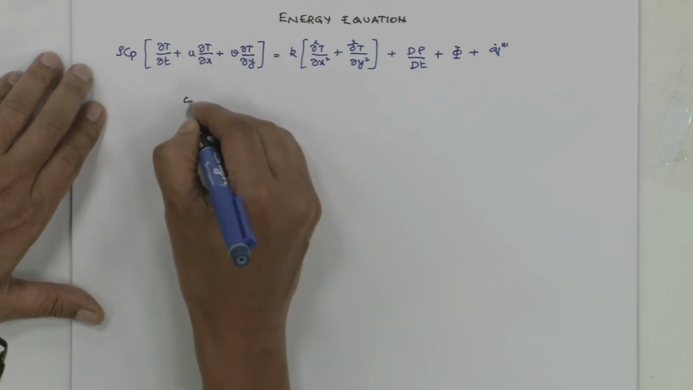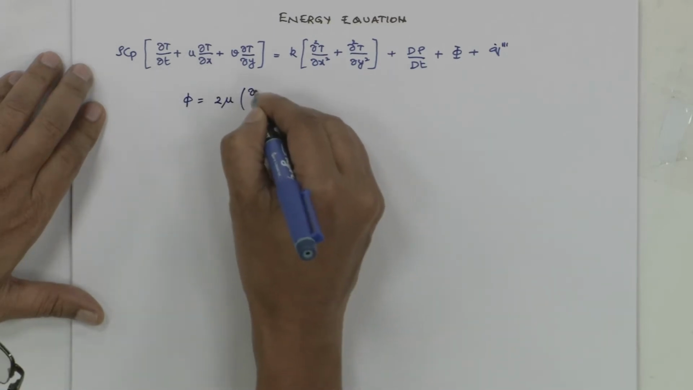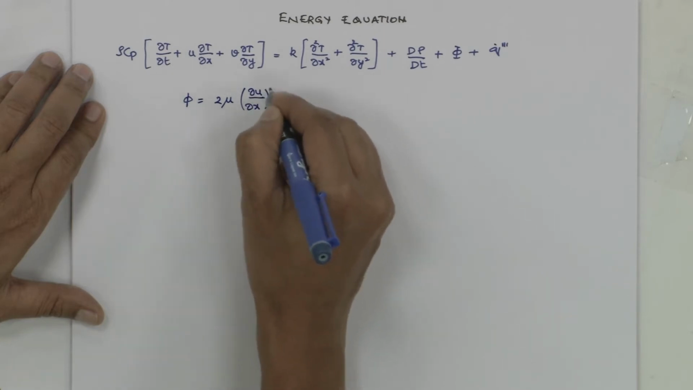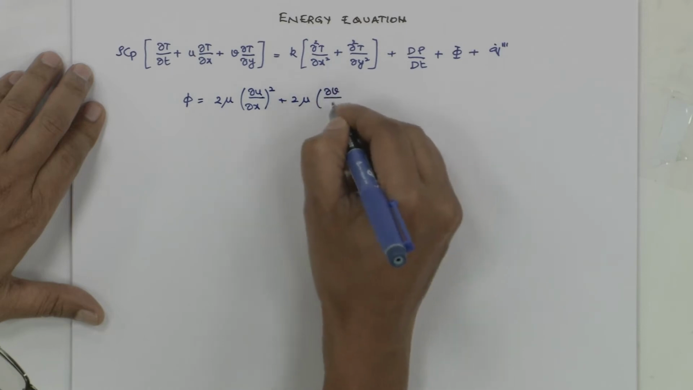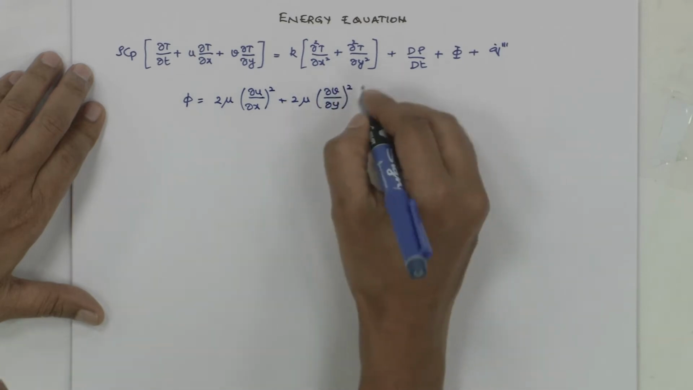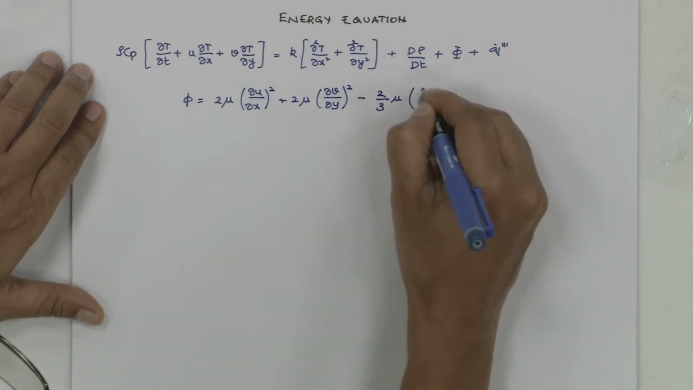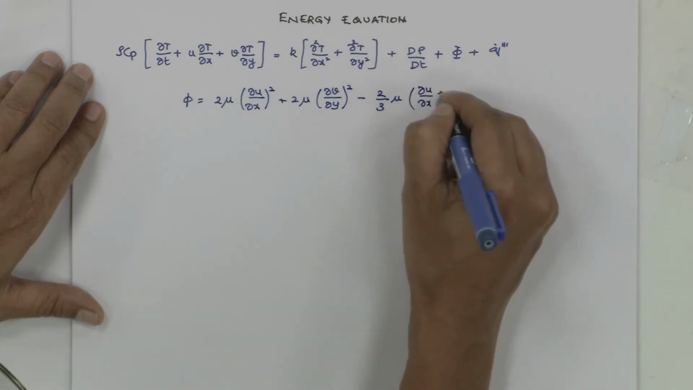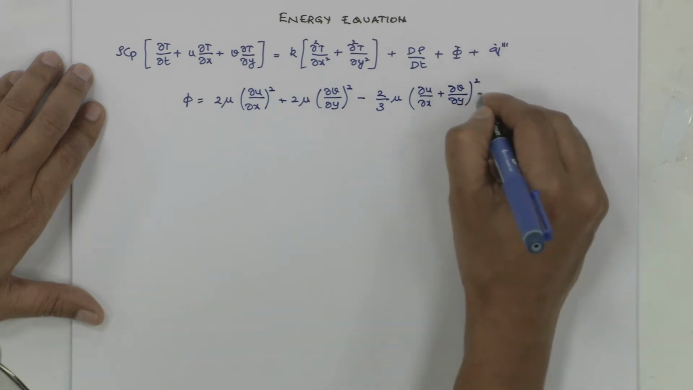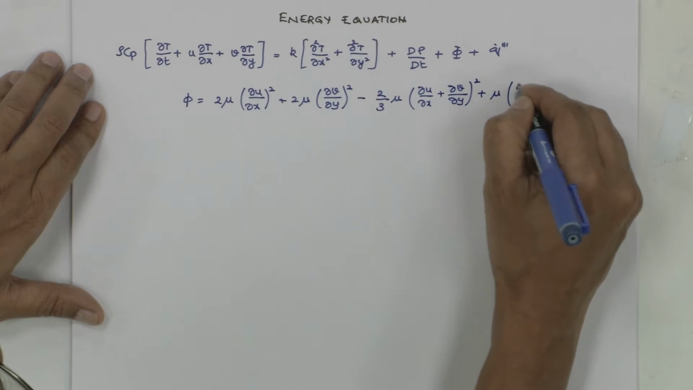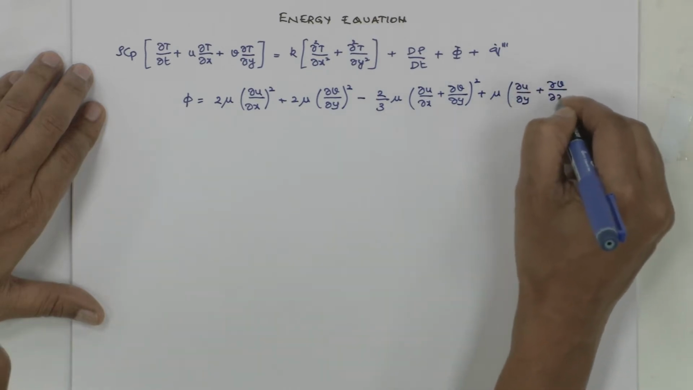So what was phi? Phi was equal to 2 mu (del u by del x) whole squared plus 2 mu (del v by del y) whole squared minus 2 by 3 mu (del u by del x plus del v by del y) whole squared plus mu into (del u by del y plus del v by del x) whole squared.